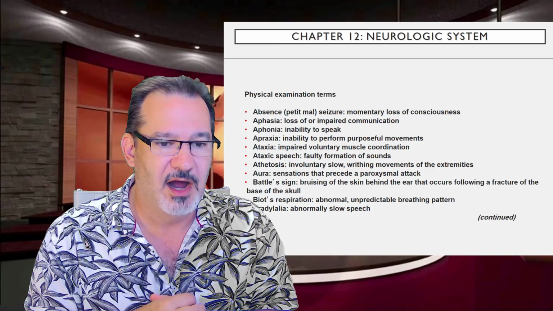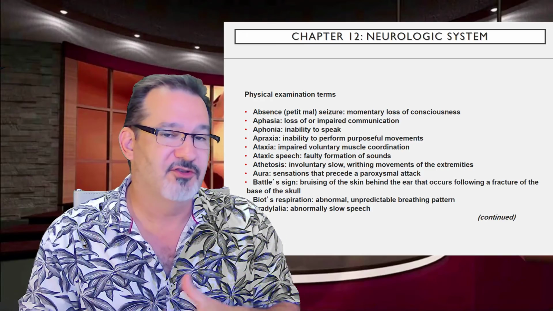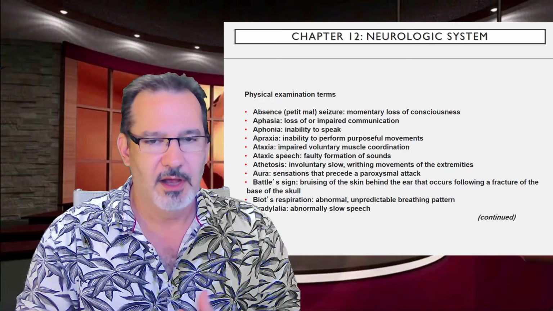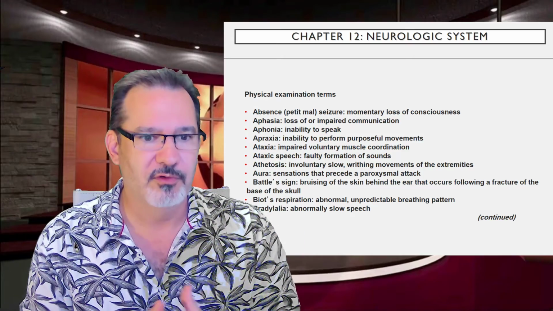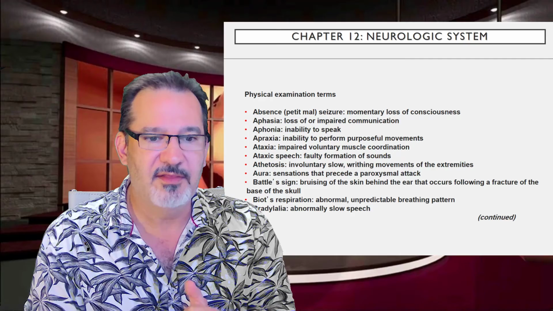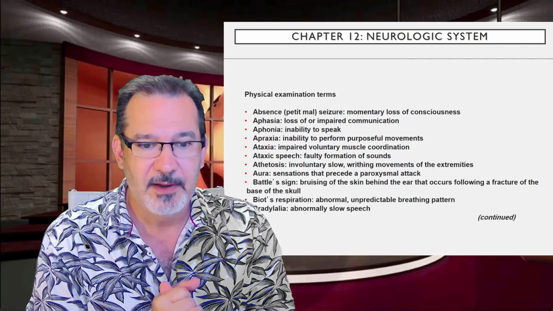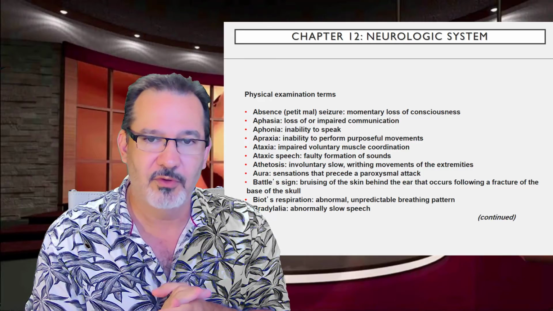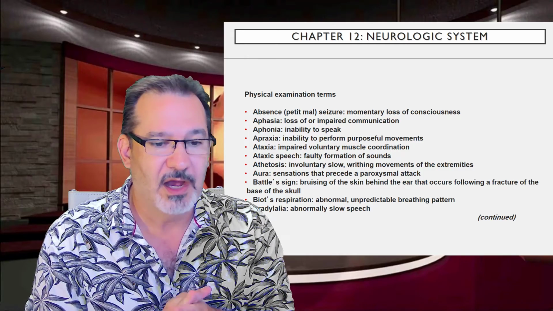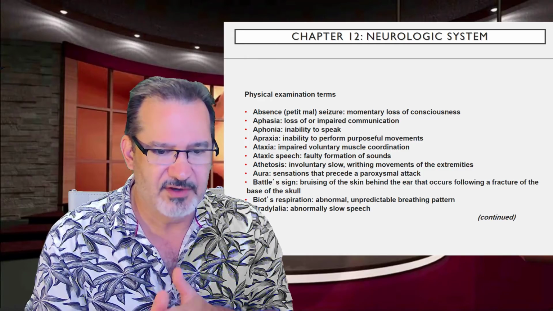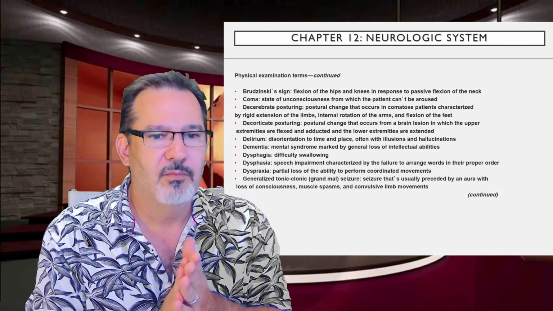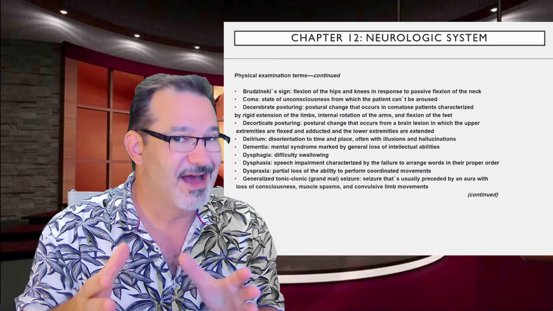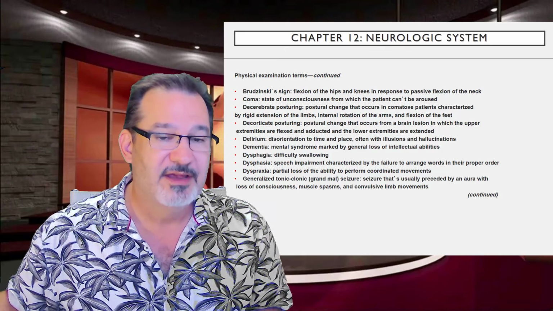Okay. When we talk about the neurologic system, we talk about things like speech and reflexes and motor function, ability to move, right? Aphonia, the inability to speak. Ataxia, impaired voluntary muscle coordination. What else do we have here? We've got some other ones. Coma, a state of unconsciousness in which the patient cannot be aroused.